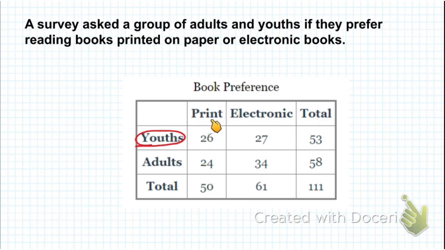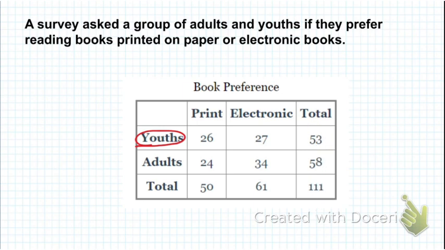Now, if we look at the columns, the first column that we have is going to be print. So everything dealing with print is in this column here. The next column is going to be electronic. So everything about electronics is going to be here. And then the last column is another total set.